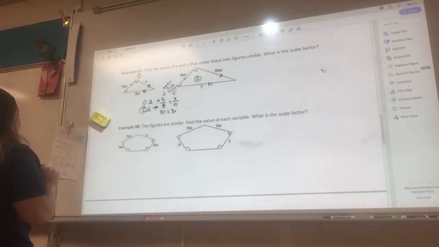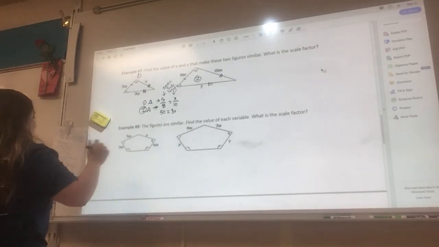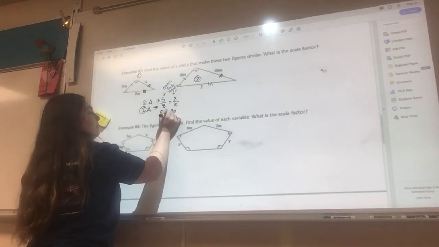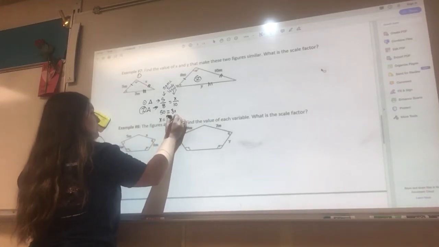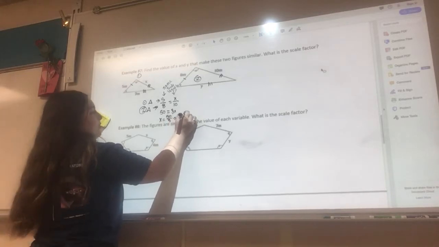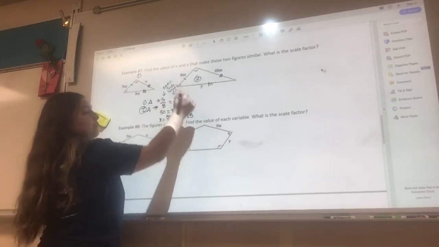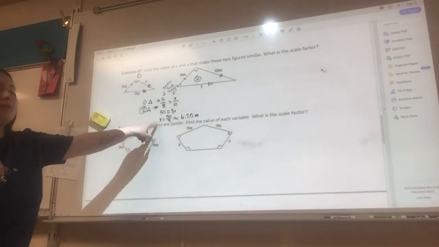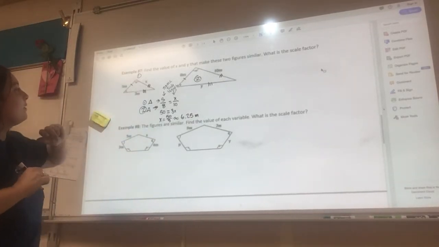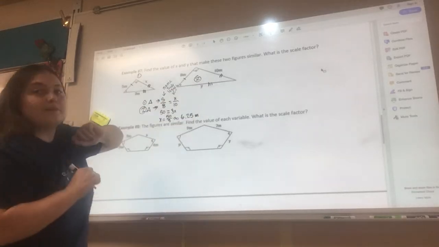So now that I've done that, we can divide by 8. And we're going to get x is equivalent to 50/8, which is approximately 6.25. And we're in meters, so we need to give our units. So we found x. That's nice. We got that one. But we also have a y.